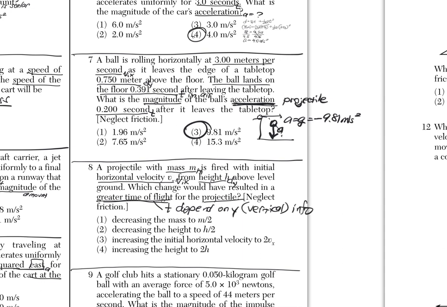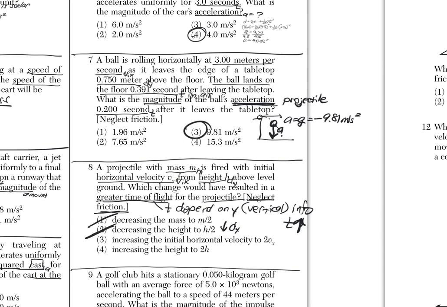And it does not have any relation to mass. So I can get rid of the first one, decreasing mass. No. This says neglect friction, so we're ignoring air resistance, so mass is not going to have an effect. Now we want the time to increase, more time. So if we want more time, decreasing the height, that's decreasing the y displacement, that's bringing it closer to the ground. That's going to decrease the time in the air, so not decreasing the height.